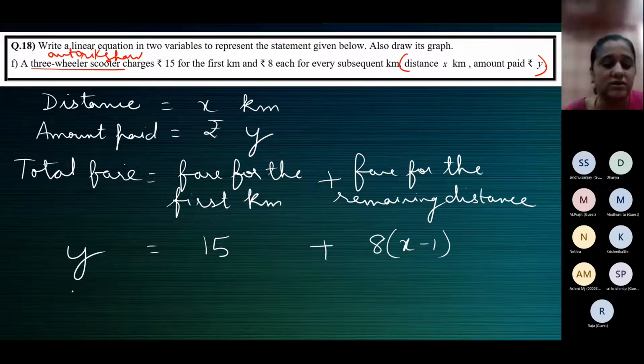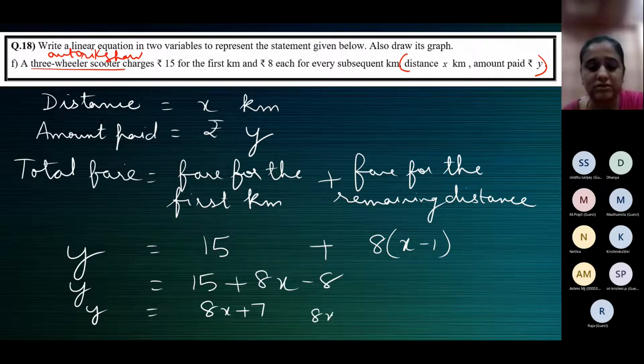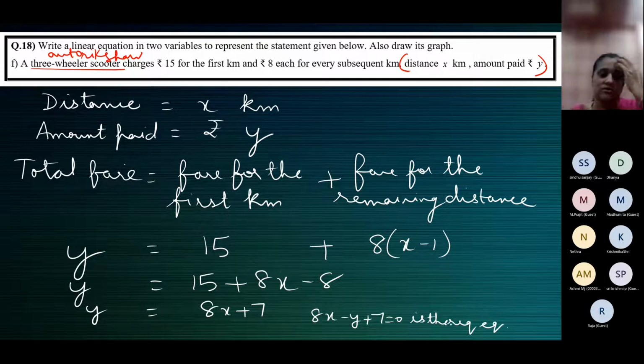We have done a similar one earlier, children, so I'm not explaining this. 15 plus 8x minus 8. Y is equal to 8x plus 7. 15 minus 8 is 7. So 8x minus y plus 7 is equal to 0 is the required equation. Please write down.